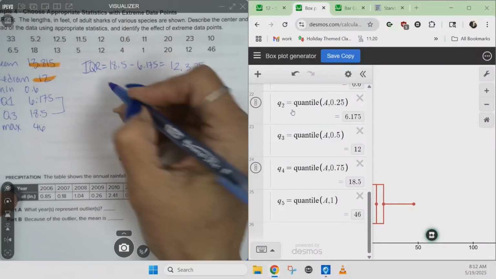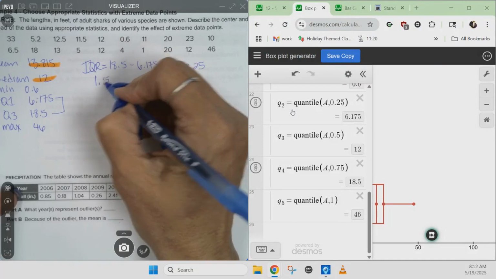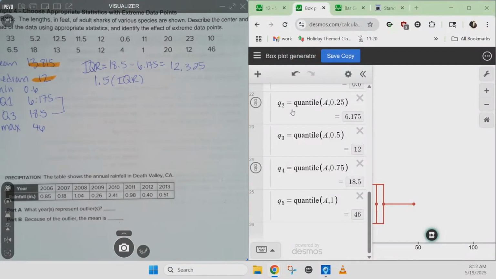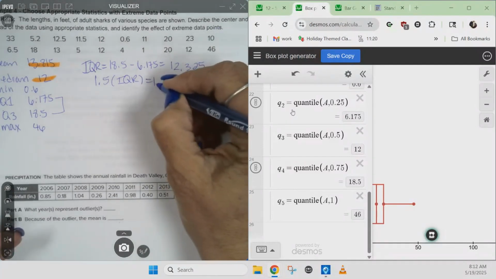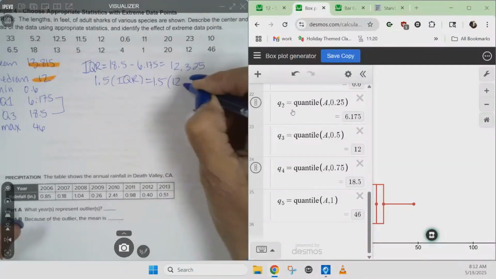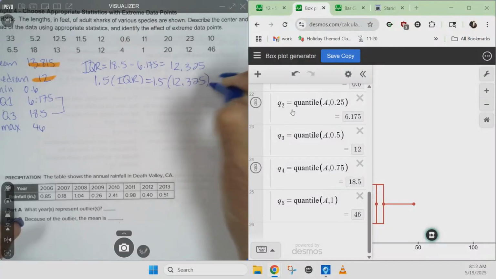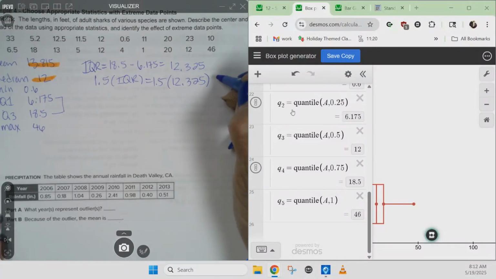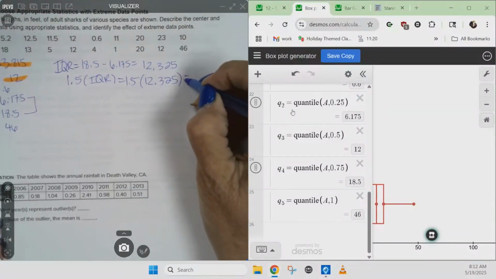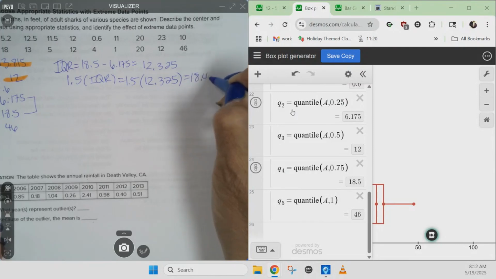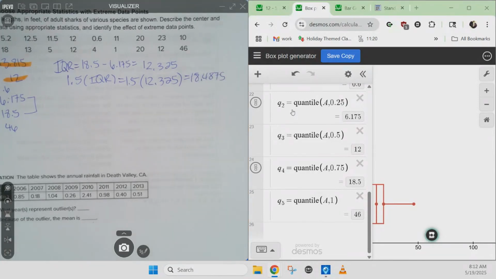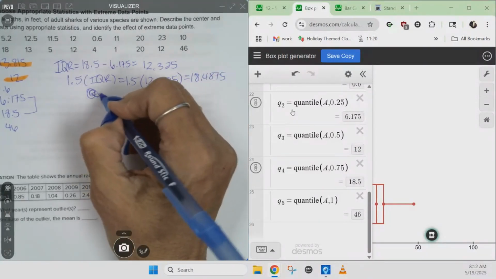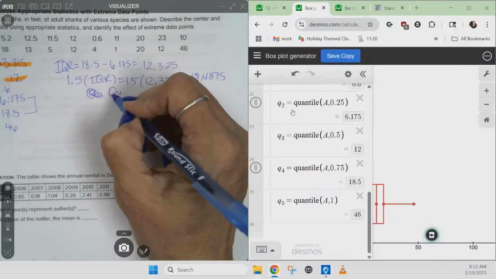So now what it's doing is taking 1.5 and we're multiplying that by the interquartile range. So I'm going to take 1.5 and multiply it by 12.325. So times 1.5. And I'm going to end up with 18.4875.